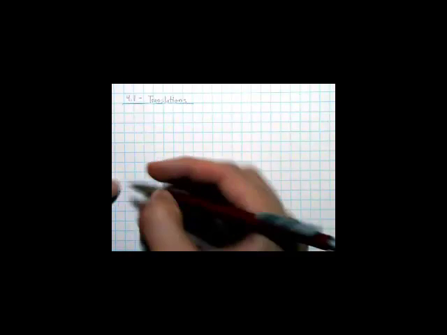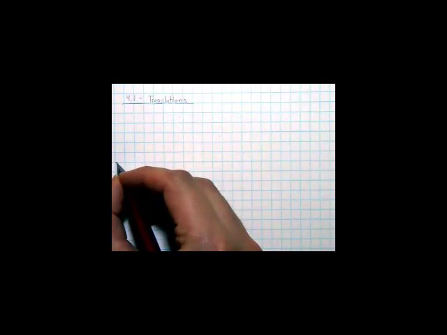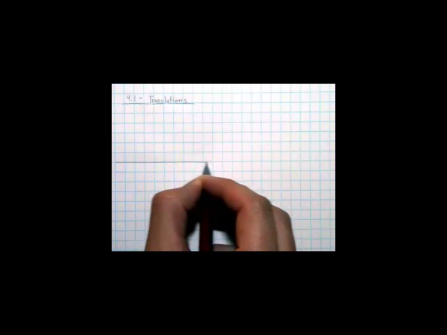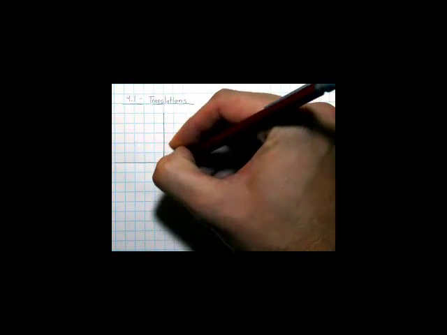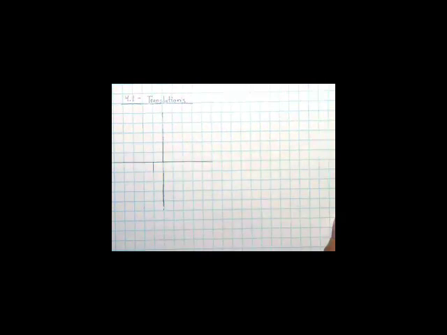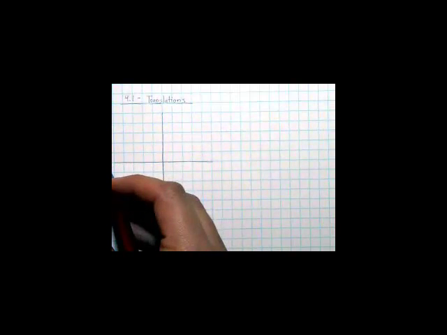So, we talk transformations in general. You start with some sort of pre-image, and then you do something to it to produce an image. Okay? And we're going to do all this stuff on the coordinate plane, so we can identify where things are at and use that to help us here.